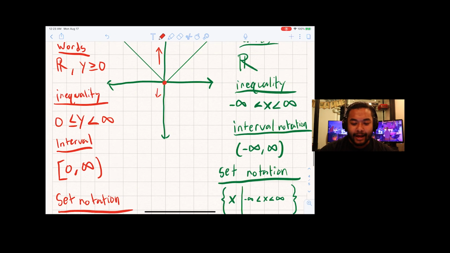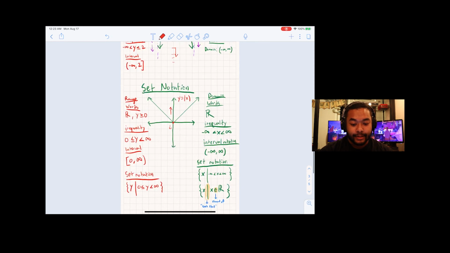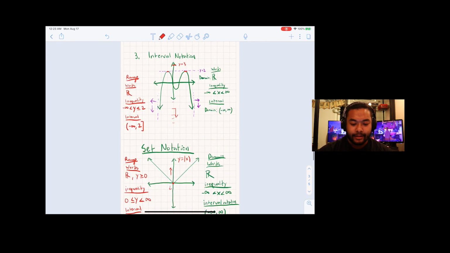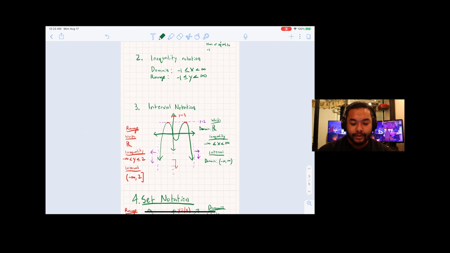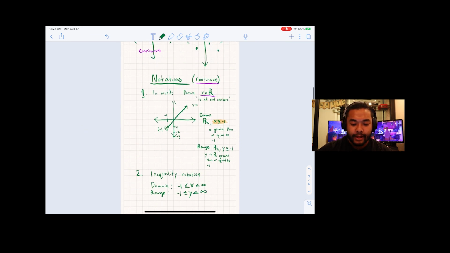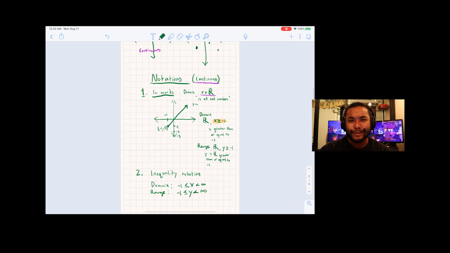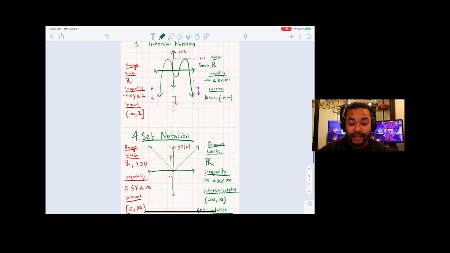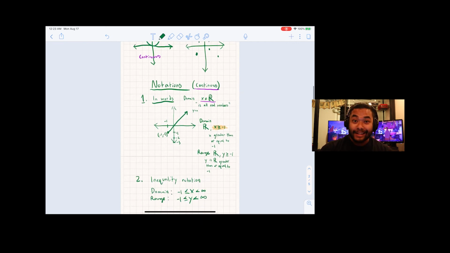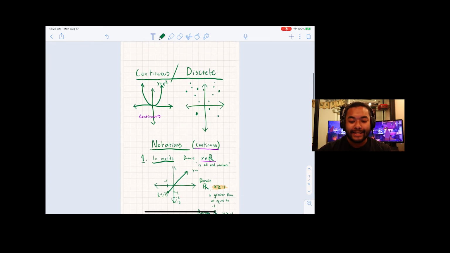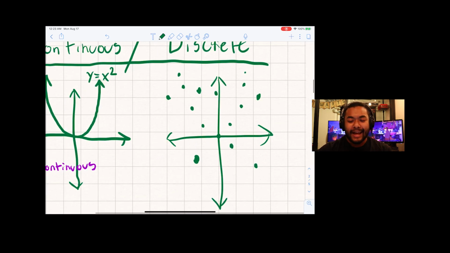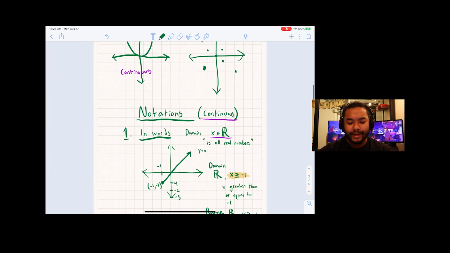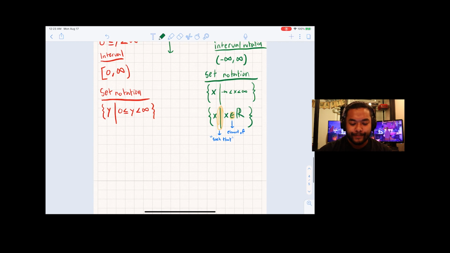We're done. What we've covered: set notation, interval notation, inequality notation, in words notation. And all of these we've covered for continuous functions. So sadly, we need to run through real quickly the discrete ones. And this one shouldn't take too long because you've already seen the gist of how we should do things.